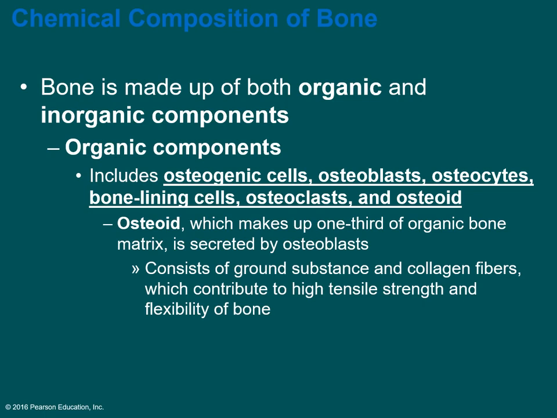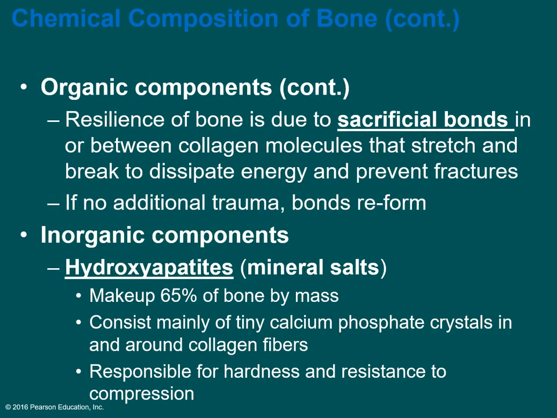So the bone is made up of both organic and inorganic components. This makes up part of the chemical composition of the bone. The organic components, this is going to include all the various cells that we've talked about, the osteogenic cells, the osteoblasts, the osteocytes, bone lining cells, osteoclasts, and that osteoid. The osteoid is that matrix that's being secreted by the osteoblasts. What's in that matrix? The ground substance, the collagen fibers, that's all helping to give the strength and flexibility to the bone.